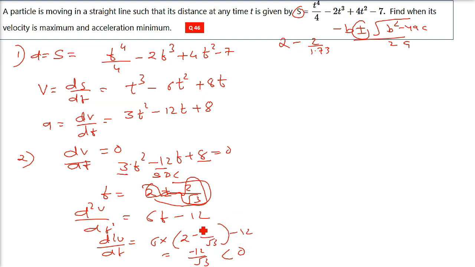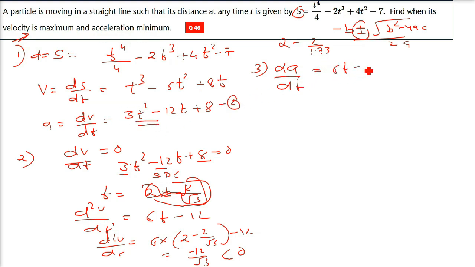All done. Velocity thing done. What will be the velocity? Velocity is, you have to place this value 2 minus 2 by root 3 in the velocity equation, which is equation number 2 here. Acceleration is what? You will start with the acceleration now. Acceleration, you have to differentiate. Velocity is done now. We have come to the second part of the question, which is acceleration. Differentiate it now, dA by dt.